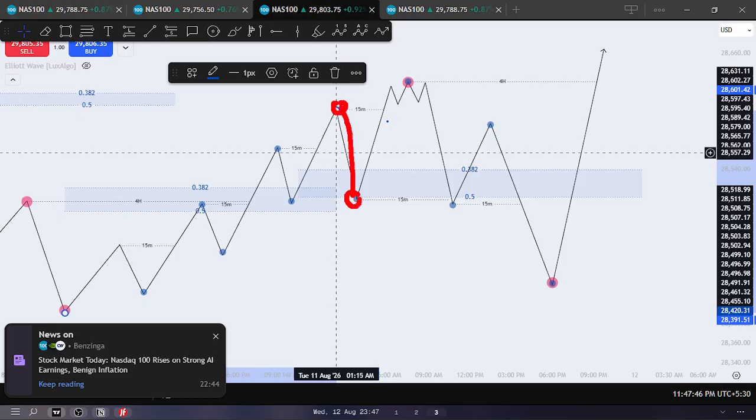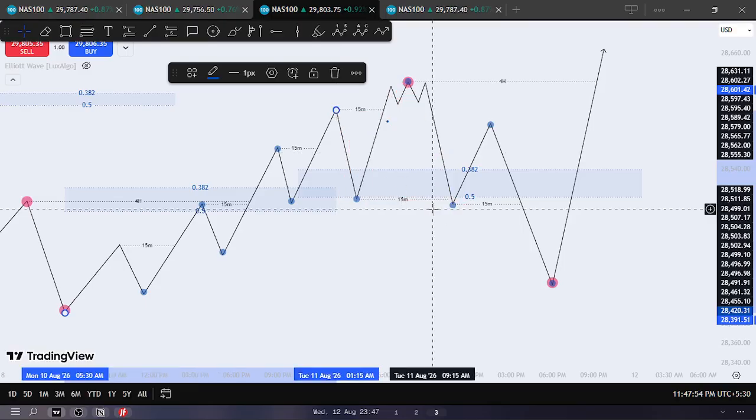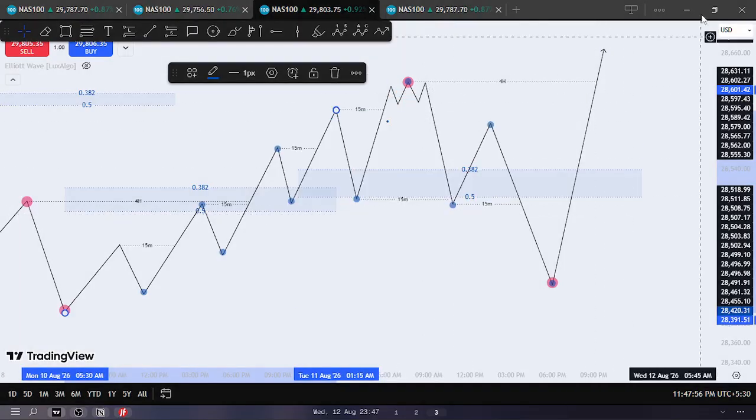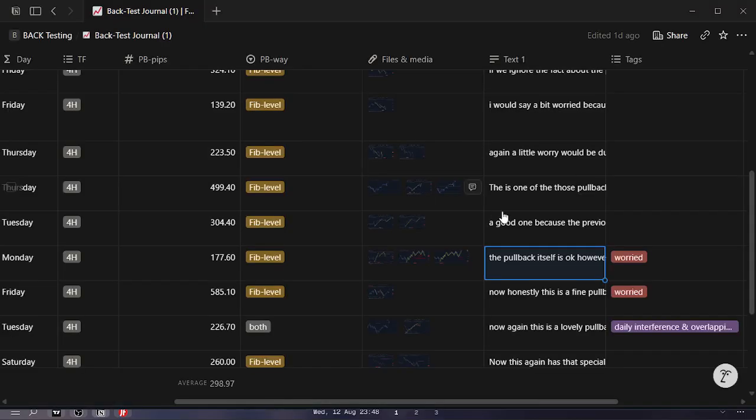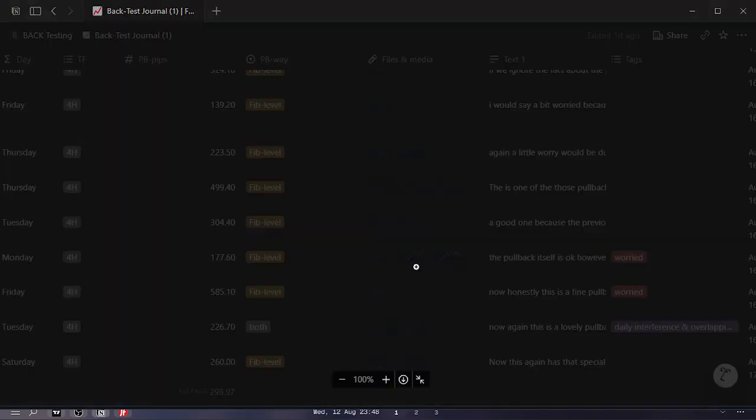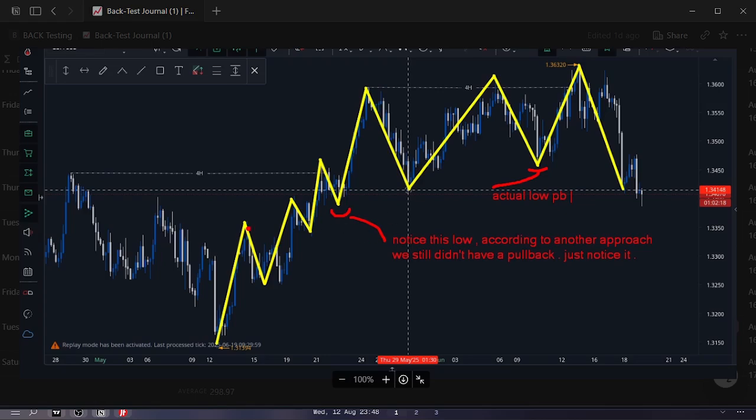FIB tool right here and measured it in advance. Then we had an actual structure shift. I have a better example for this actually. Yeah, so basically this is our main structure. At this moment we had a breakout structure, but our internal structure is still going on right here, and only here did we have that confirmed structure shift.